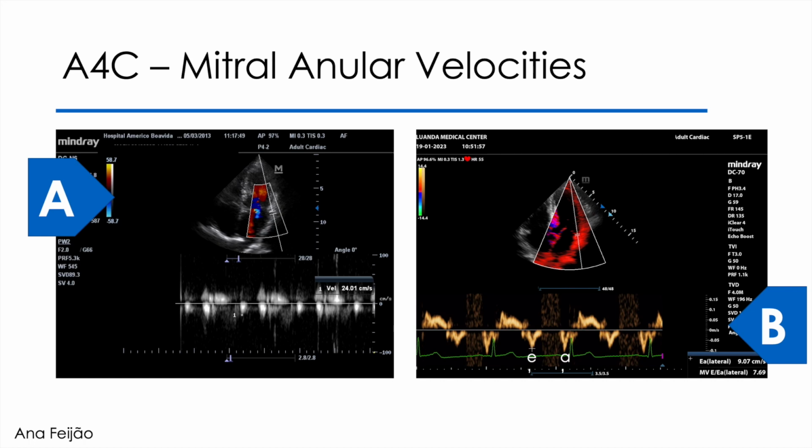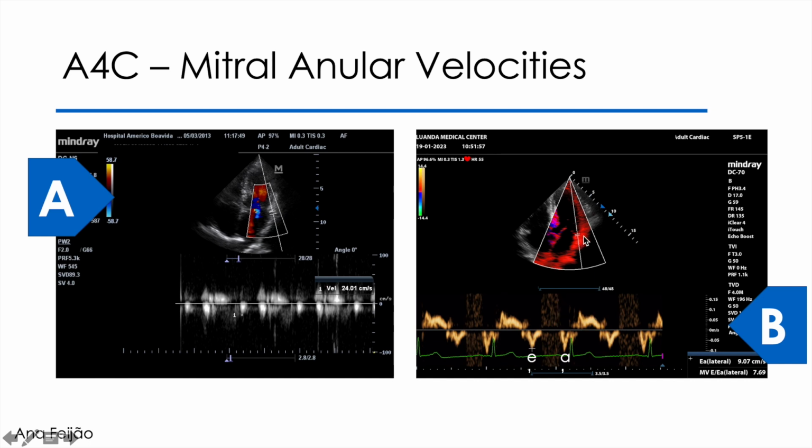And after measuring the maximum wave speed E and A, I place the sample at the level of the septal or medial annulus at the junction of the septal left ventricle wall and mitral annulus. The PW sample should be approximately 5 millimeters and the gains and filters should be changed to a lower level. I turn on tissue Doppler, it is normally referred to in the software as TDI, and assess mitral annulus velocities. First from lateral and then from the septal.